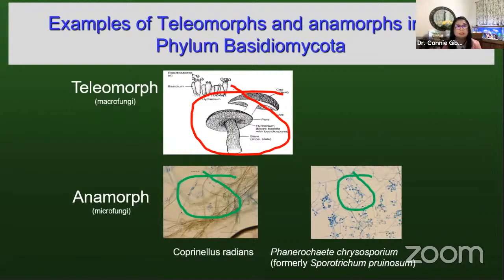So, anyway, ang makikita mo sa Basidiomycota, yung mushroom, pero yung anamorph niya, para lang siya yung mga anamorph ng Ascomycota. Katulad nitong Coprinellus at saka Phanerochaete. Okay?